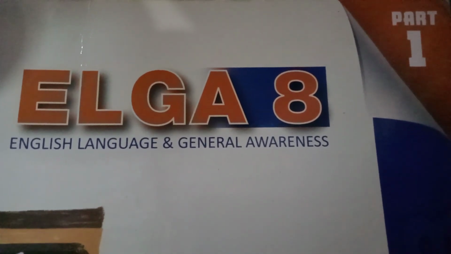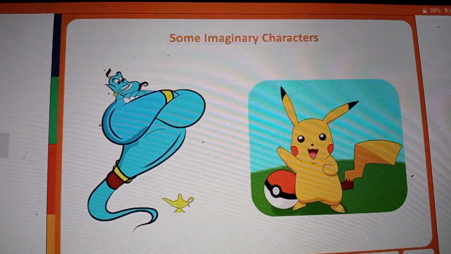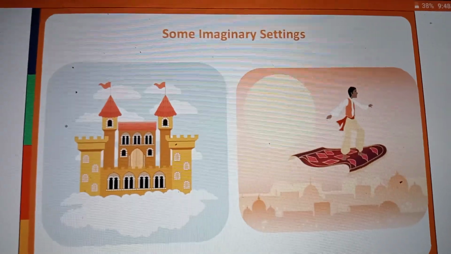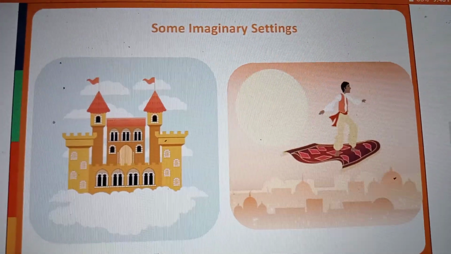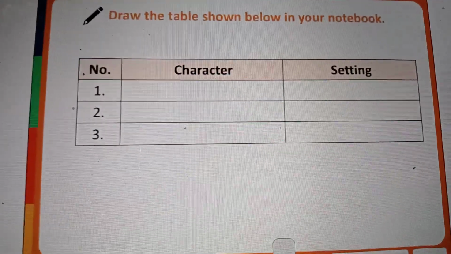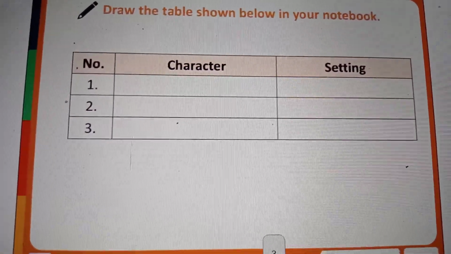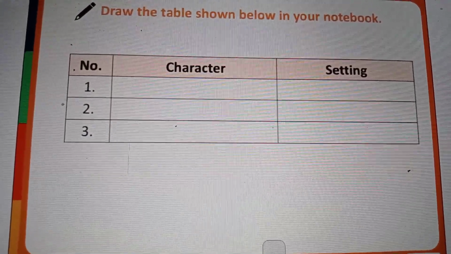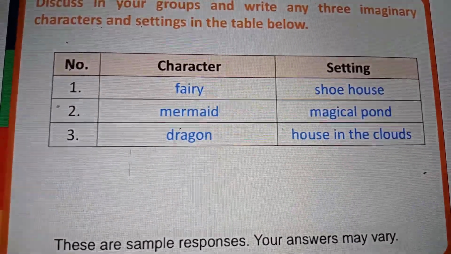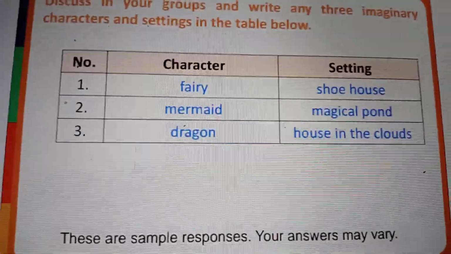Next, I'll show one chart. You listen carefully. See the chart carefully. These are some imaginary characters. Listen carefully, my dear children. Some imaginary settings. After that, you have to draw this table in your notebook. You have to pause the video, then write this. Did you complete it? Just check this. Characters and settings. This is your own, my dear children.